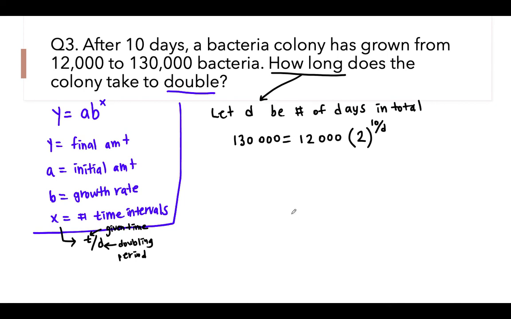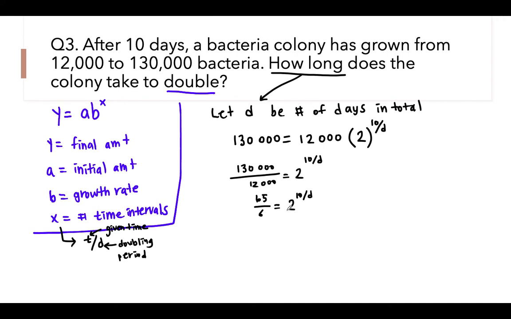Now, first I'm going to move 12,000 to the other side, so I'm going to divide it. So it's 130,000 over 12,000 equals 2 to the 10 over D. Then I simplify, I get 65 over 6 equals 2 to the 10 over D. Now, because 65 over 6 is a decimal, you can't equate it to a base of 2.